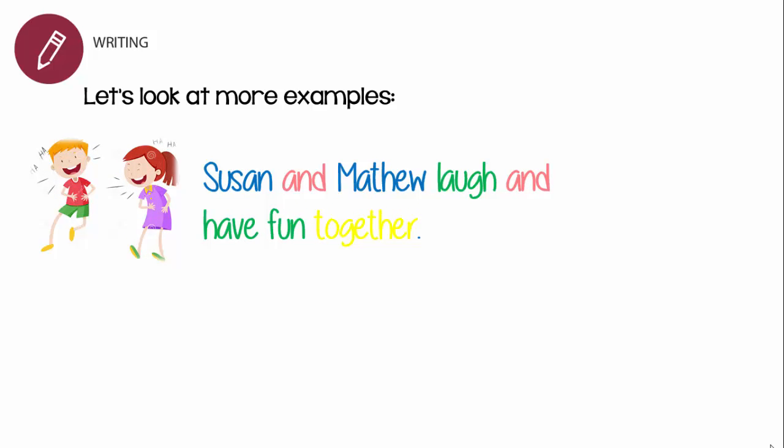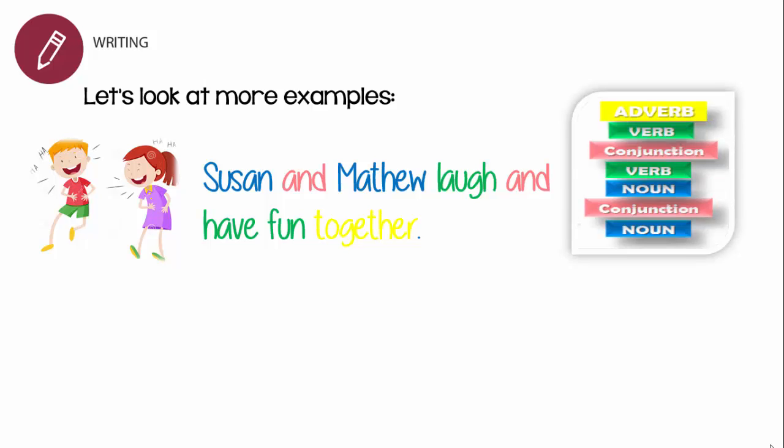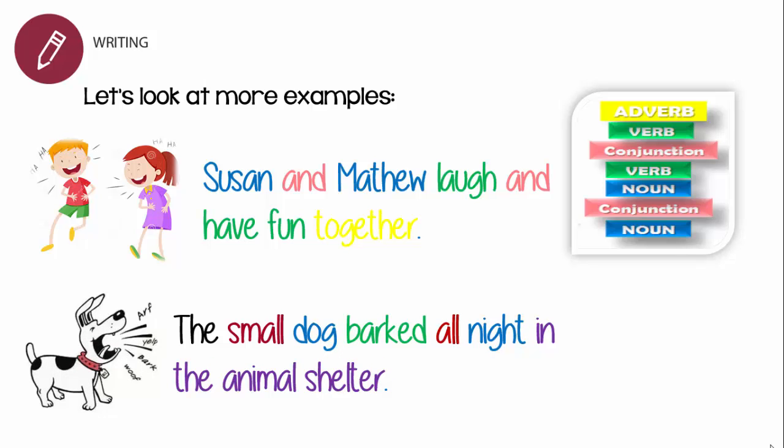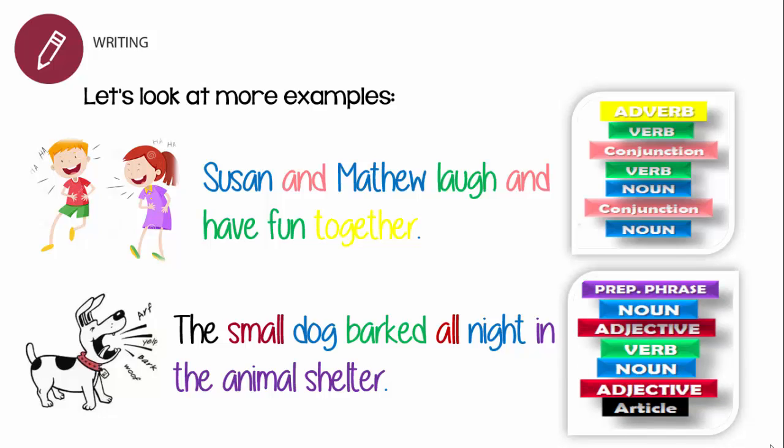Let's look at more examples. Susan and Matthew laugh and have fun together. We have a noun, a conjunction, a noun, a verb, a conjunction, a verb, and an adverb. The small dog barked all night in the animal shelter. We have an article, an adjective, a noun, a verb, an adjective, a noun, and a prepositional phrase.